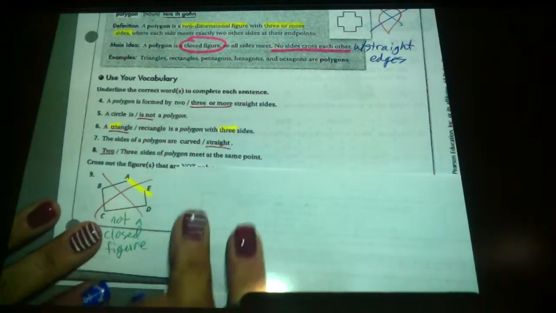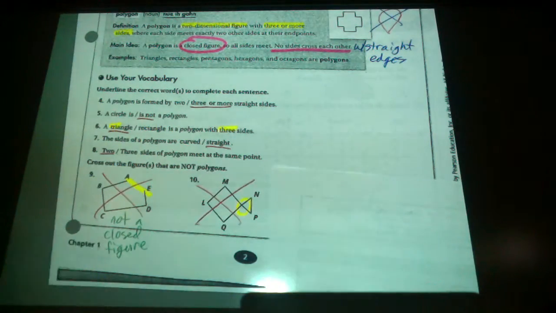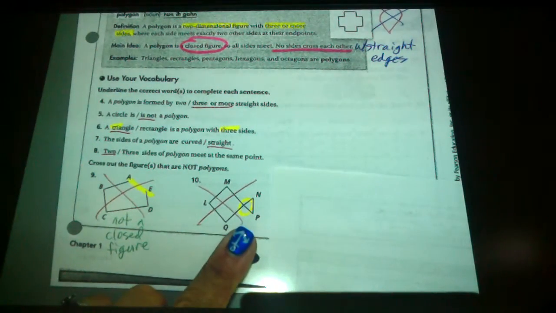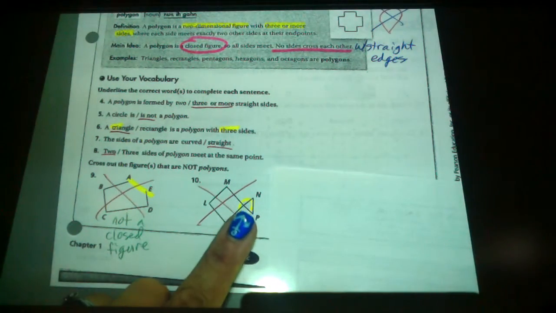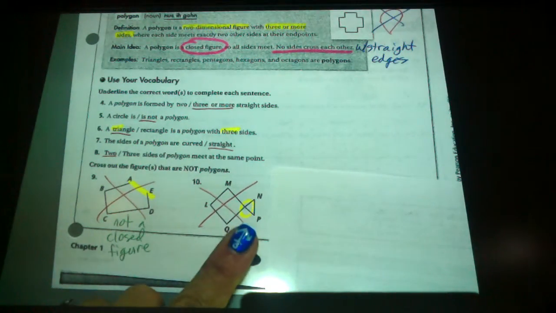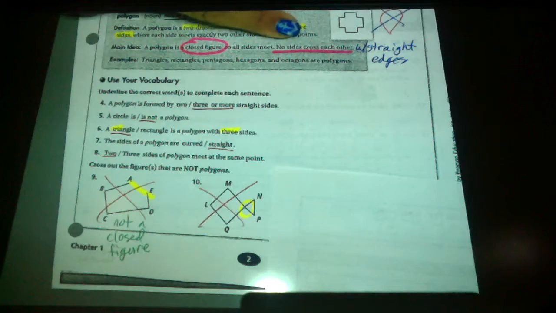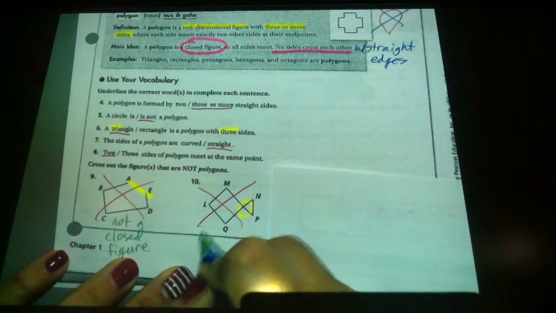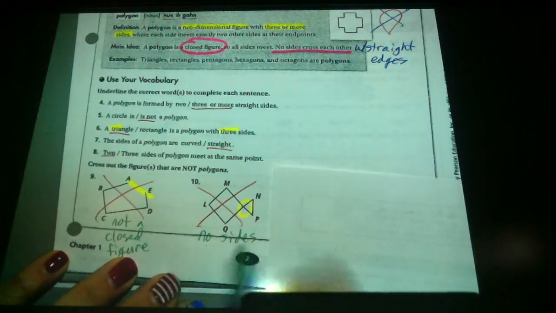So number 10, correct, is not a polygon. And here's why. It has straight edges. It's a closed figure, but look at how side MP and side NQ cross each other. And remember up here, no sides can cross each other. So you might want to write here, no sides can cross each other.